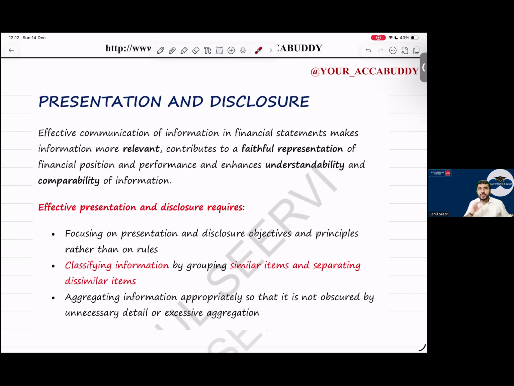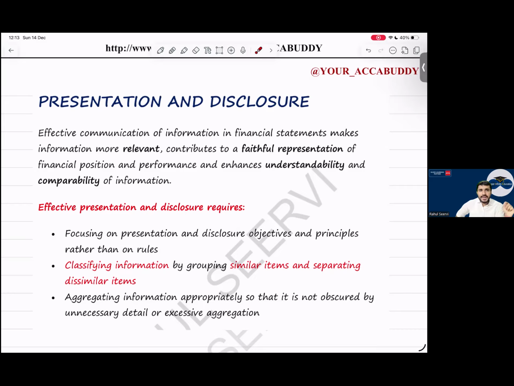I hope everyone has learned the basics of IAS 38, intangible assets. Yes, sir. Sunil and Rahul also, I hope you have done a little bit. Yes, sir. Now a question to everyone.